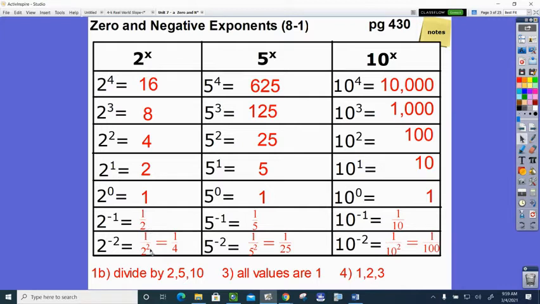Whereas 2 to the negative 2, the exponent is a positive 2. And then they ask you, what do you think the exponent would be if it was 2 to the negative 3? And it would be a positive 3. Again, reciprocated to the other place.